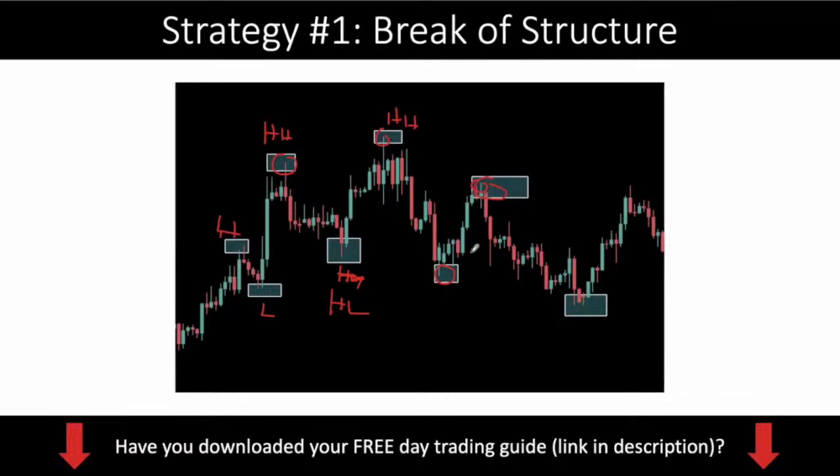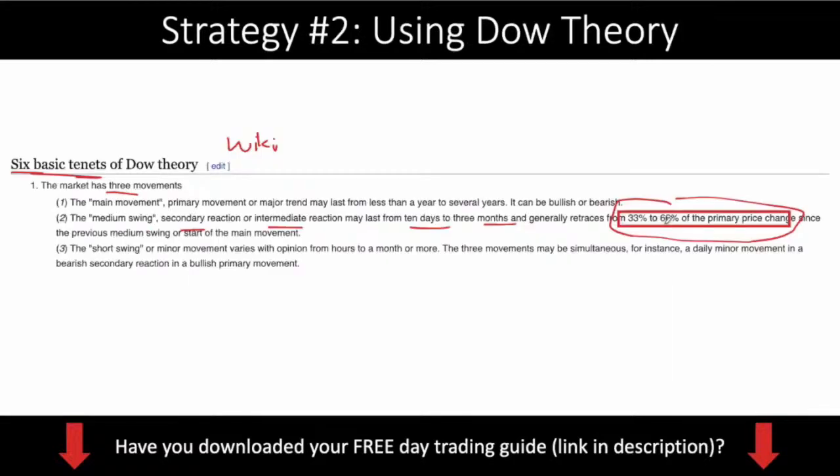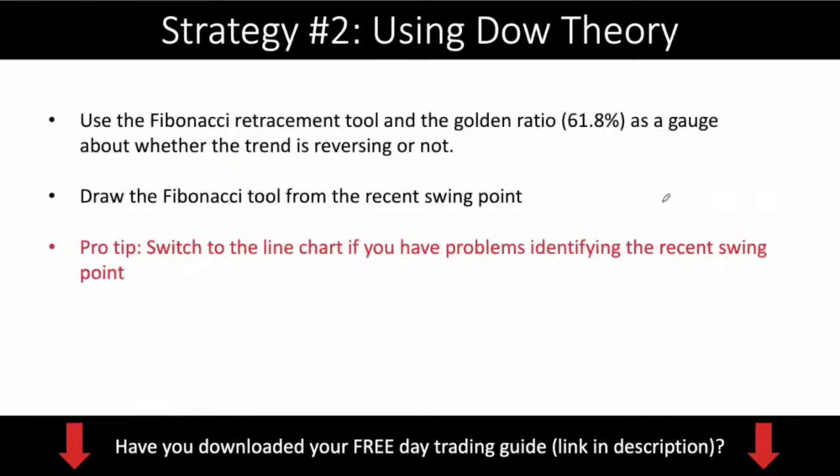And in this case, price carries on to break this low. And what you have is it becomes a low here, this is a high, and this is a lower low. So this is how you identify a possible trend change, at 66% of the primary price change since the previous medium swing or start of the main movement. So the key is 33% to 66%. This is the key.